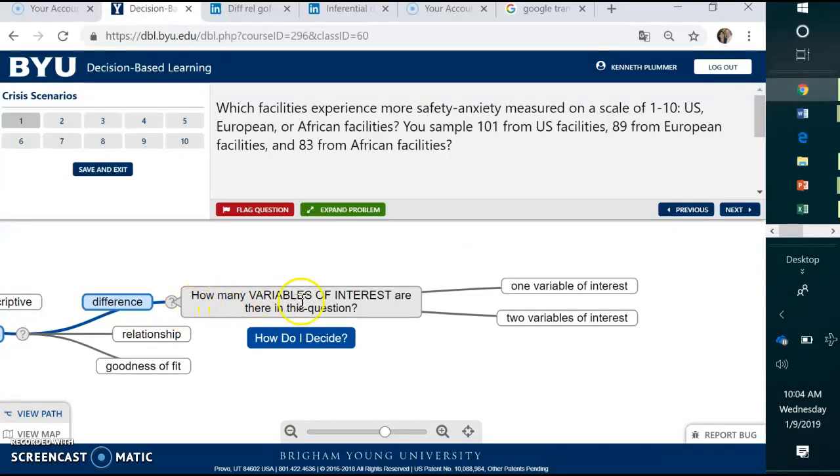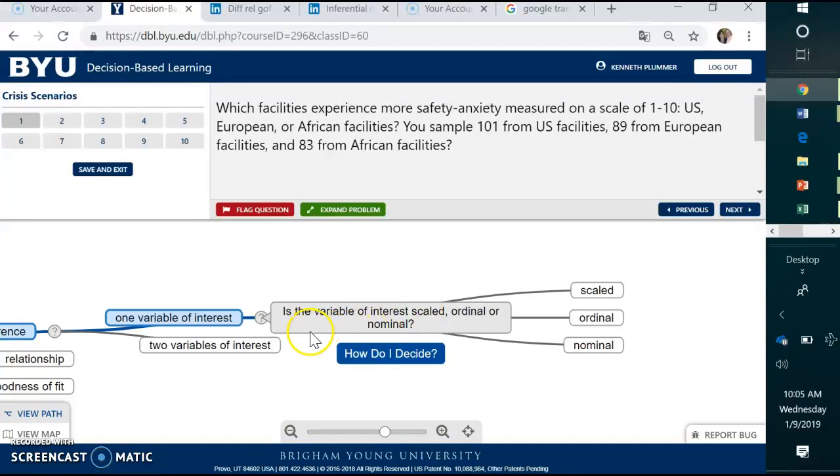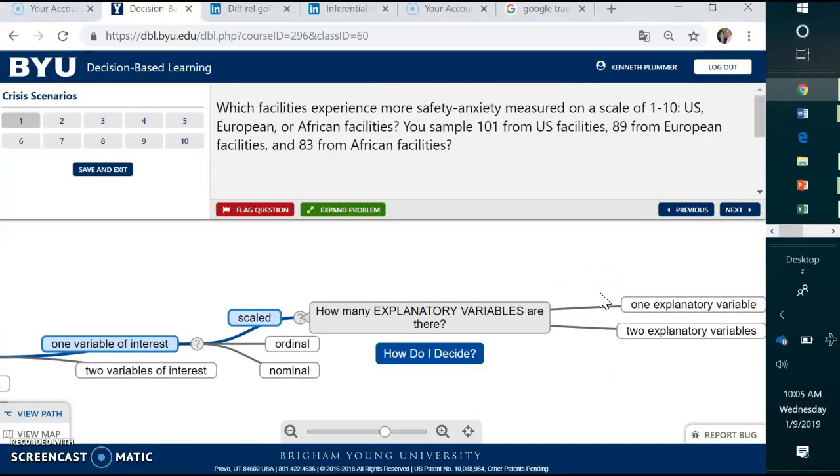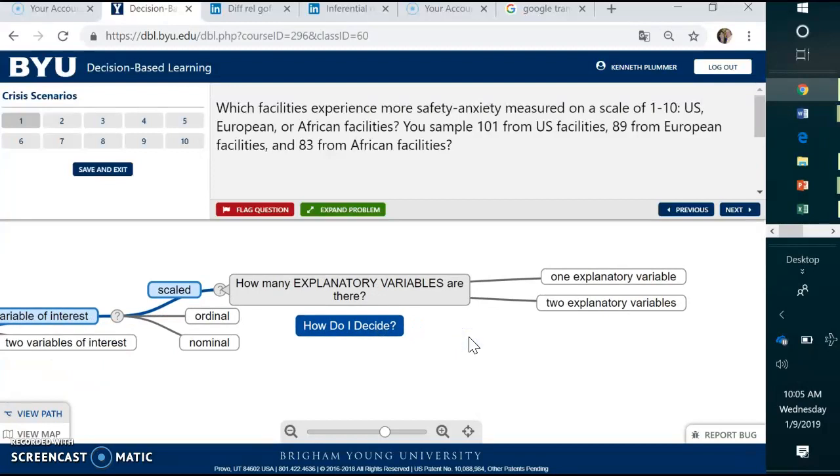Now at this point, because of time, we're going to just briefly go through the rest, and you'll see it's the same approach. How many variables of interest? Students now learn this concept, and they learn the clues in the problem that will help them know what a variable of interest is, where it is in that problem, and how many there are. In this case, there's one. Same thing. Is the variable of interest scaled, ordinal, or nominal? So we learn in the just-in-time instruction the difference between scaled data, ordinal data, and nominal data. In this case, it's scaled because it says scale, 1 to 10 right there. Then explanatory variables. We learn that concept.